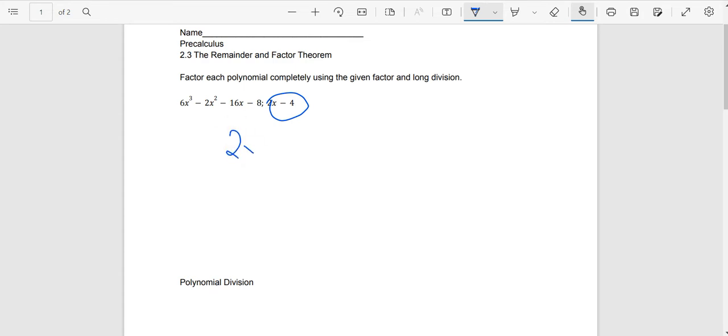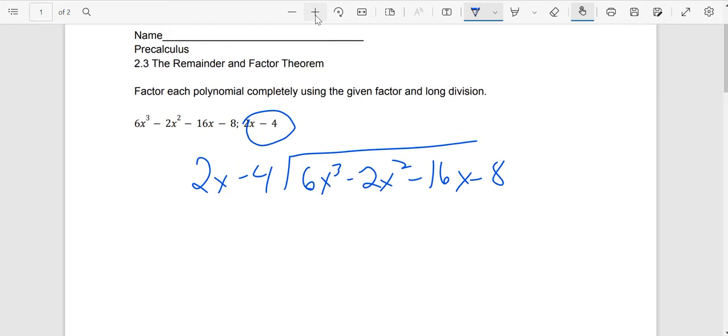So 2x minus 4 divided by, other way around, 6x to the third minus 2x squared minus 16x minus 8 divided by 2x minus 4. Let me zoom in a little bit. Cool. Now, the process, which I think you've all done before, but we'll go through the process.